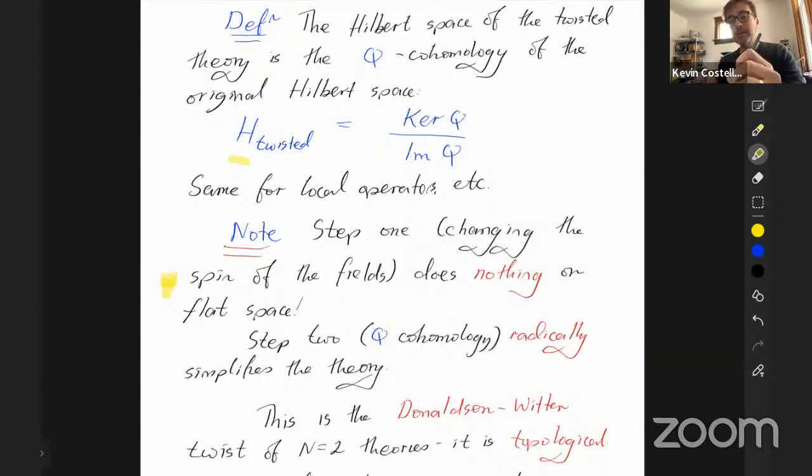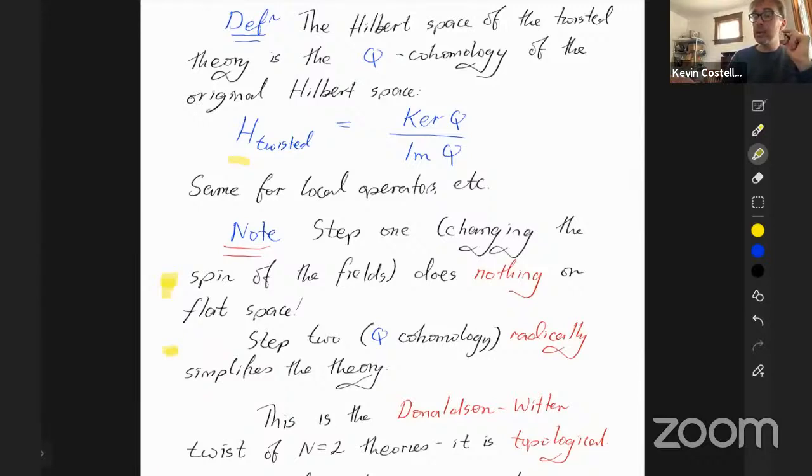However, step 2, where I've replaced my Hilbert space by the Q cohomology, is a really radical simplification. And this is what allows you to do computations in the twisted theory.